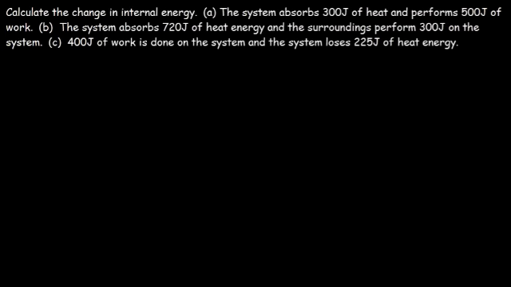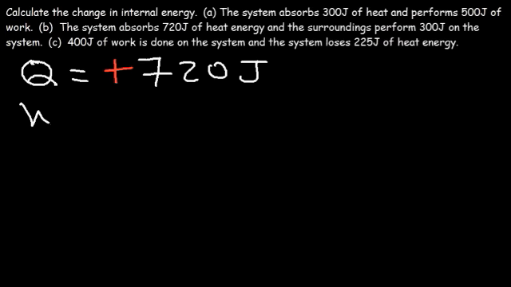Now what about part B? The system absorbs 720 joules of heat energy, and the surroundings perform 300 joules of work on the system. So is Q positive or negative in this particular example? Since heat is absorbed, Q is positive. Now what about W? Is it positive or negative? Well, the surroundings perform 300 joules of work on the system. So work is done on the system, and therefore W is negative whenever that's the case.